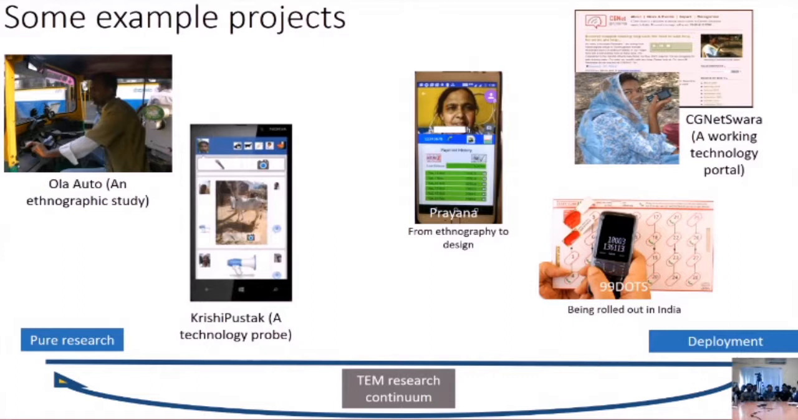And then these two projects are really at the deployment stage, but there's still research going on, which is 99 Dots, which is the TB treatment project, and then CGNet Swara, which is a citizen journalism portal, which has solved over 500 problems for remote communities. So does anyone have any questions on TEM before I move on to the ethnography? No. Yeah.